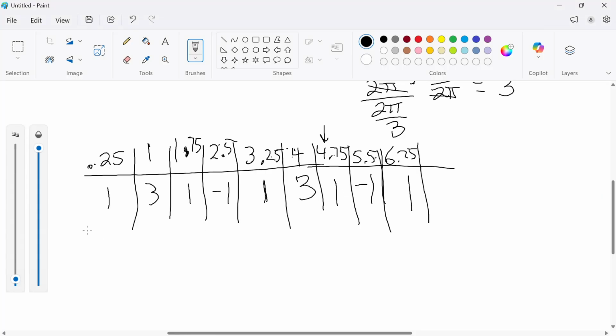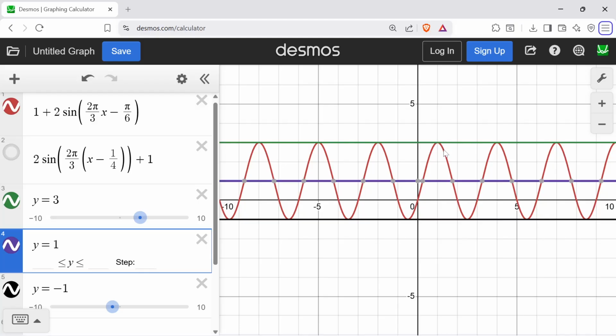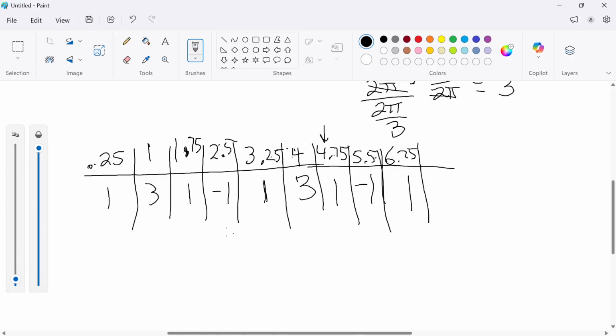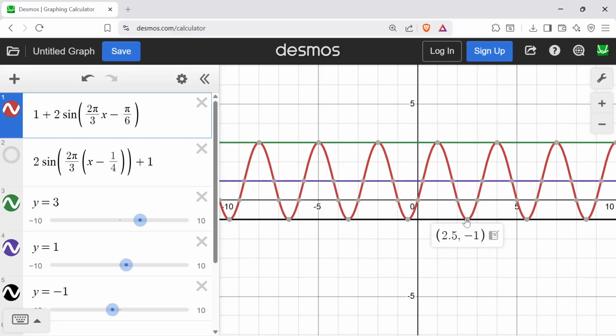It's going to be at the maximum at x equals 1 and 4. Check it out. There's that x equals 1, x equals 4. It's going to be at the minimum at x equals 2.5 and 5.5. So that's it. It is graphed.